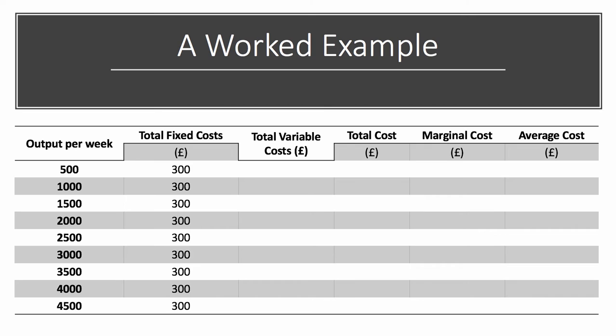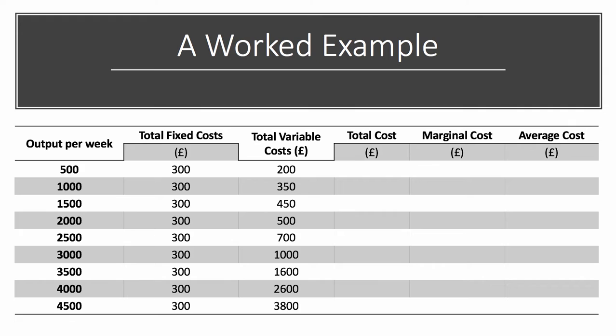Let's take maybe a case of a bakery that's producing loaves per week, and conceivably they could produce up to 4,500 per week, but they have fixed and they have variable costs. So notice here in column 2 that the fixed cost of production are at £300. So even if they didn't produce any loaves every week, they would still have to pay the fixed costs. But of course, the more they produce, the fixed cost per unit must go down.